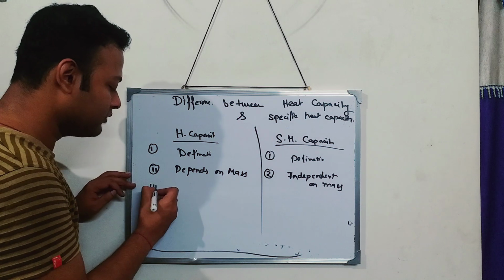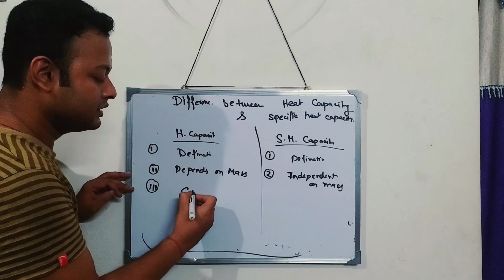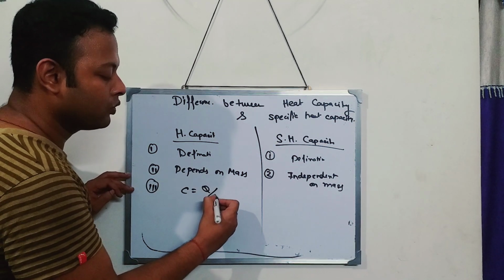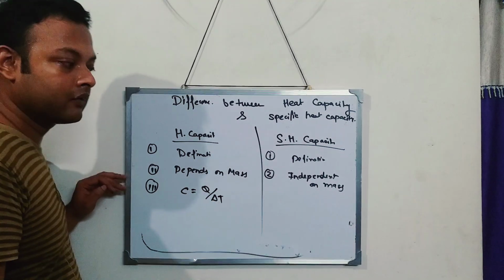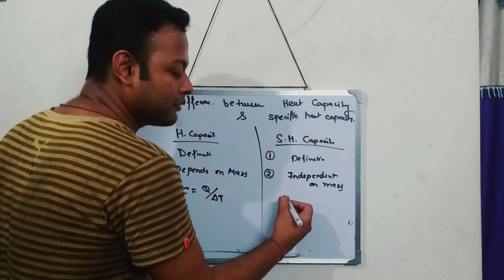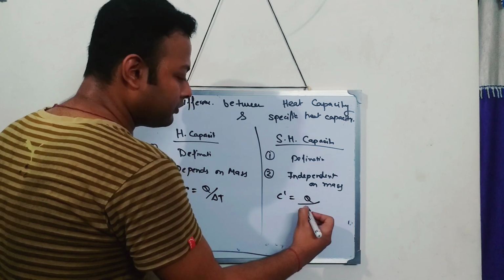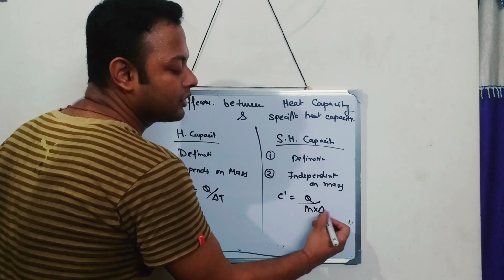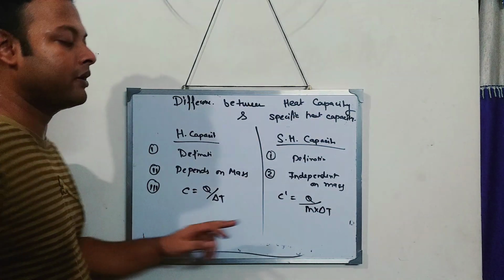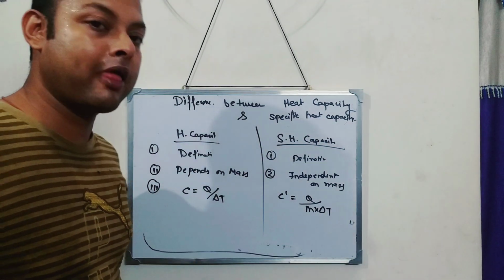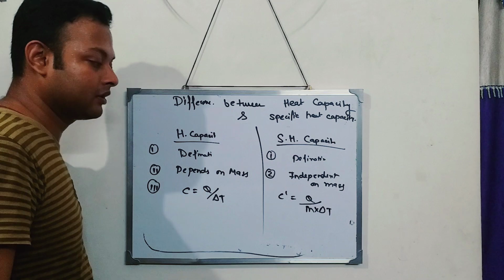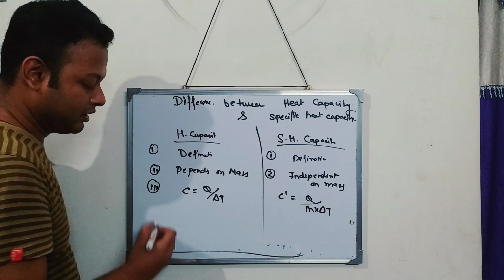Third thing, what is the formula of heat capacity? C is equal to Q by delta T. And what is the formula for specific heat capacity? C dash is equal to Q by M into delta T. So the heat divided by the mass divided by the change of temperature. So this is the formula.